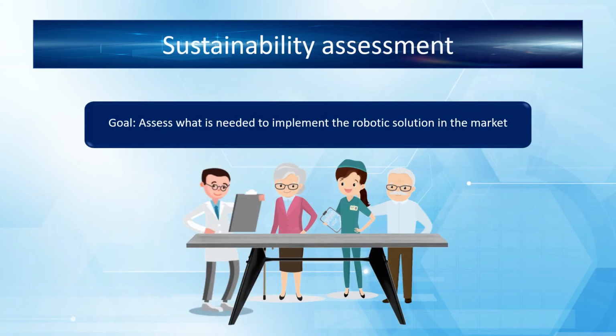The third research activity of the evaluate phase is a sustainability assessment. The goal of that is to find out what is needed to implement the robotic solution in the market. You use the input from the end experiment and the market assessment for the sustainability assessment. You will need expertise from your own research group, but maybe also from others, experts on legal issues, experts on financial issues and business models. And one of the ways to discuss this is to organize, again, focus groups.